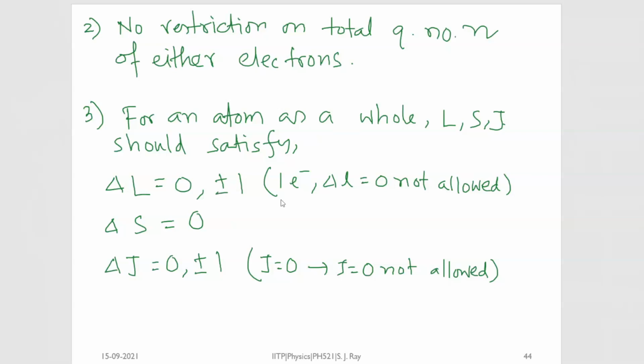Okay. However, if the atom has only one electron, then delta L equal to 0 is not allowed. And delta S, that is the change in total spin angular momentum, has to be 0. And delta J, that is the total angular momentum, has to be either 0 or plus minus 1. However, here J equal to 0 to J equal to 0 is not allowed, although in that case we would get delta J equal to 0. So that particular transition is forbidden, but other than that, any other transition where delta J is 0 is allowed. So these are the selection rules.